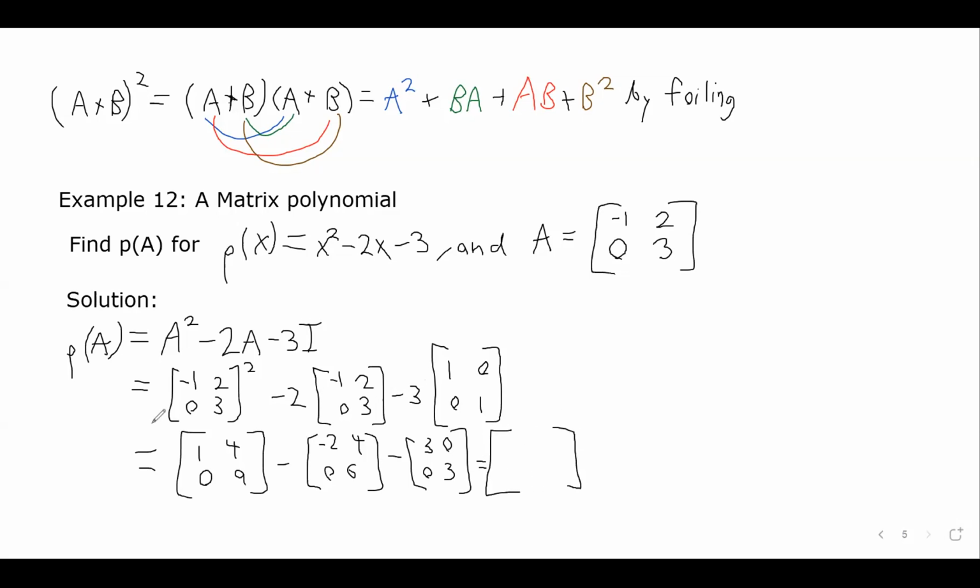So now 1 minus -2 is 3, and 3 minus 3 is 0, so this entry is a 0. 4 minus 4 is 0. Minus 0 is 0. 0 minus 0 is 0. 0 minus 0 is 0. 9 minus 6 is 3. 3 minus 3 is 0. And so P of A is equal to 0, where 0 is the 2 by 2 zero matrix. All right, and so that's that example.